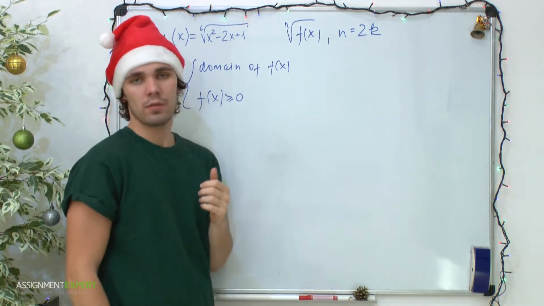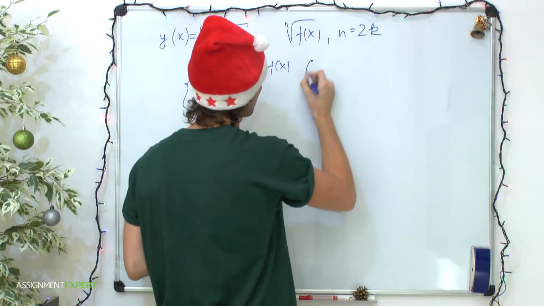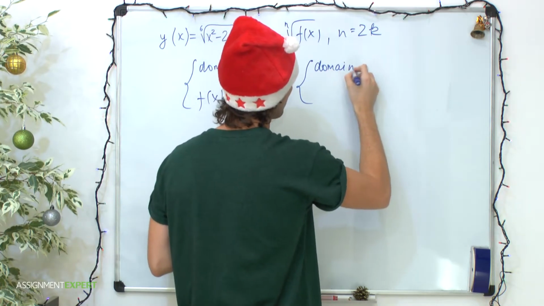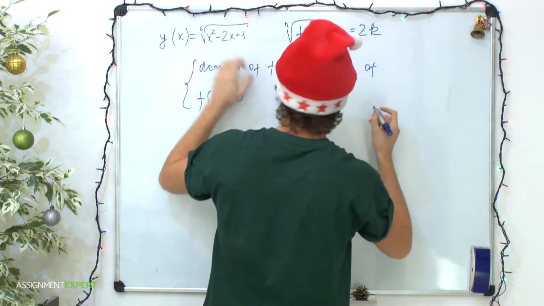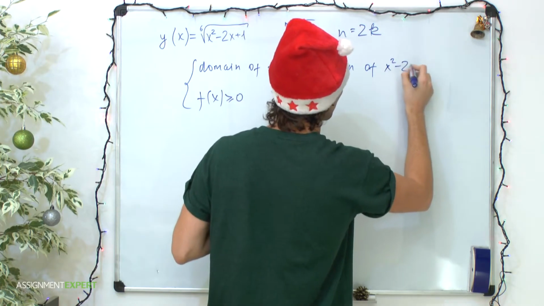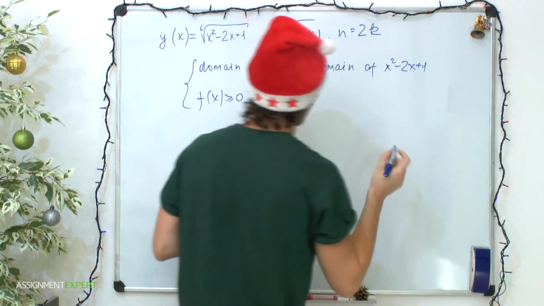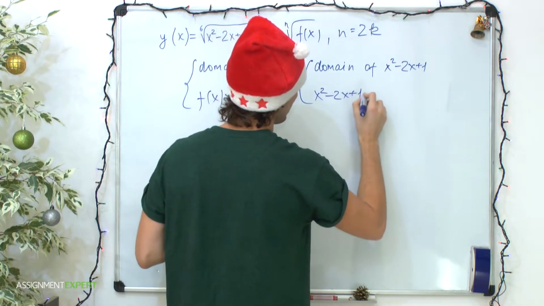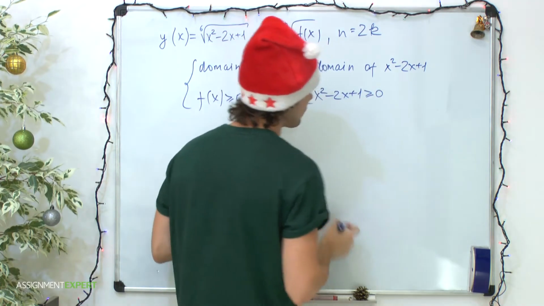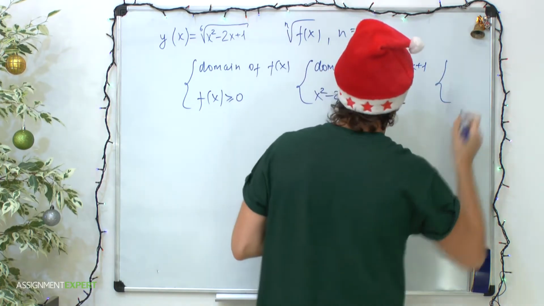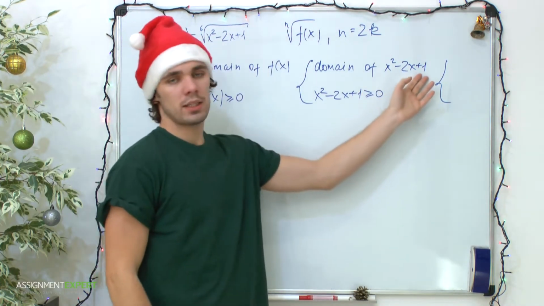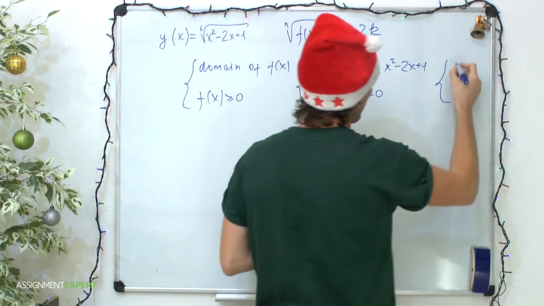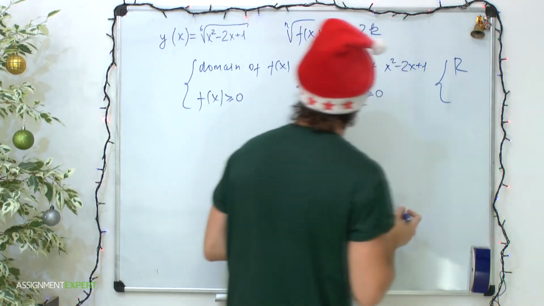Let's construct the system for our case. The first condition is the domain of x squared minus 2x plus 1. And the second condition is x squared minus 2x plus 1 is non-negative. This function makes sense for any real x. Therefore, the domain of this function is the whole set of real numbers.